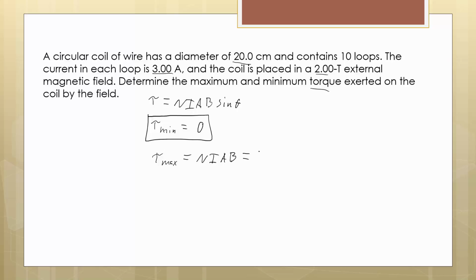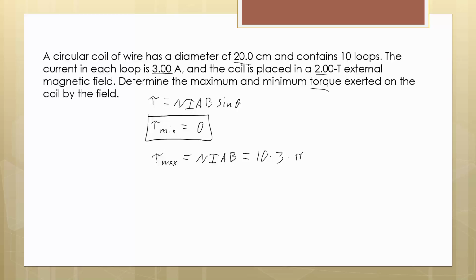We have the number of loops here, we've got the current. Now the area, when we derived this formula, was for the area of a square, but it actually holds true for the area of any shape of coil. It would have just been more complicated to derive it with another shape. So we can go ahead and do the area of a circle, which is pi times the radius squared.